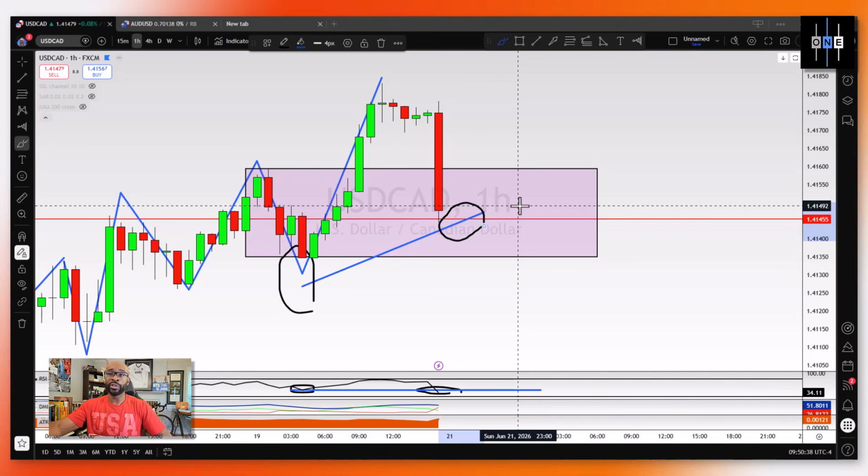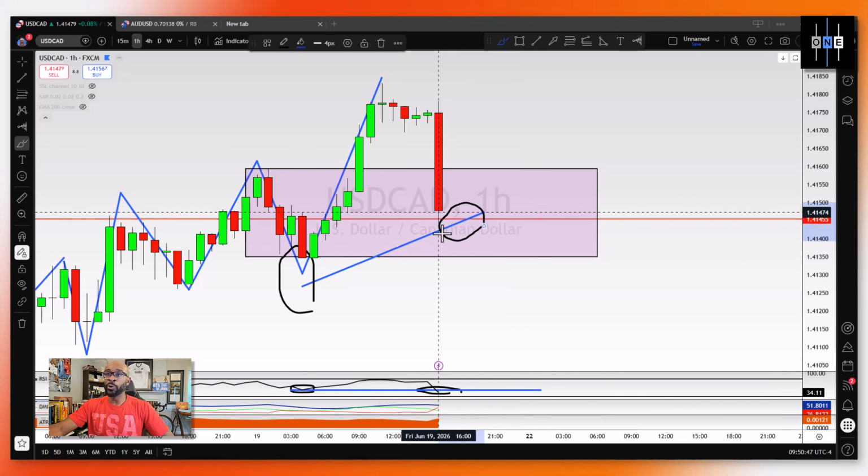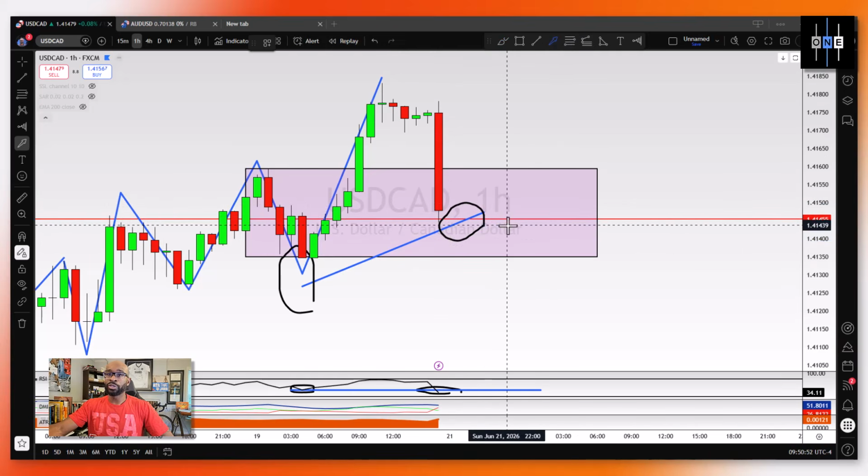This is where you're looking for your entry reason, whether it's a single candlestick formation, whether it's a multiple candlestick formation, whether it's a complex or a simple pattern formation. That's going to be completely up to you. But this is a good place to look. And what I would anticipate the market doing is going back up to the upside.